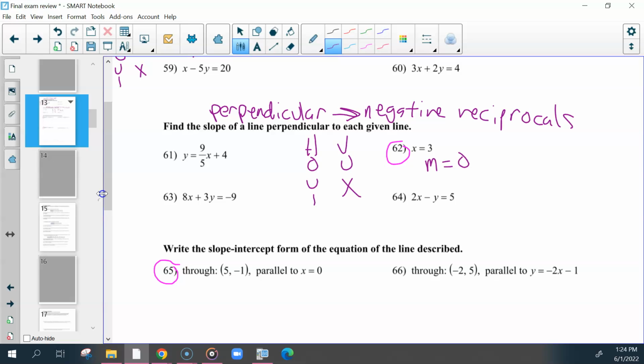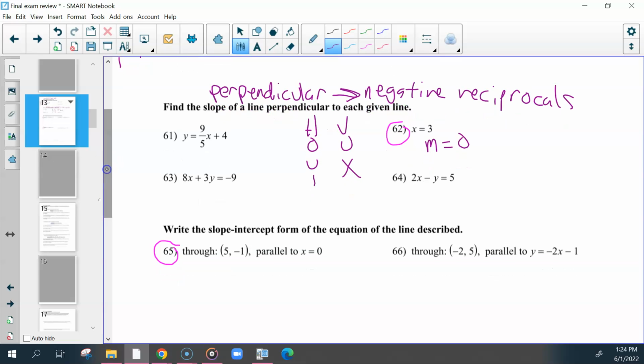Kevin? How do we do what? So think of this as something over 0. So like, let's say I had a negative over 0. This would be undefined. But then 0 would be the opposite of that. And I would need to simplify both.